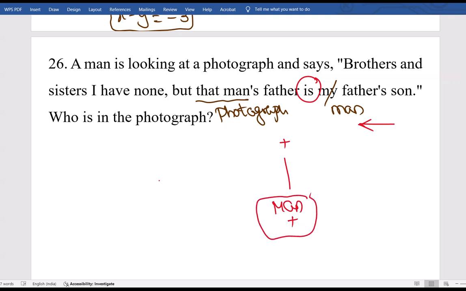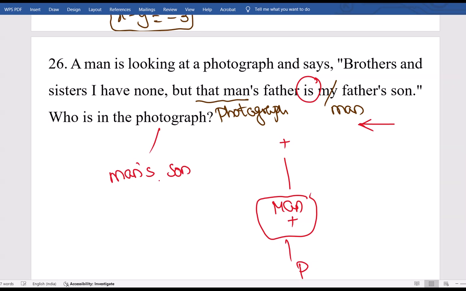Here, photographer's father. Before it, what is it? Photographer's father is this man who is saying the statement. Mine is the person who is giving the statement. Who is giving the statement is the man. The man is looking at a photograph and says, that man is related to photograph person. So photographer's father is the man. Who is the photographer? The man's son.